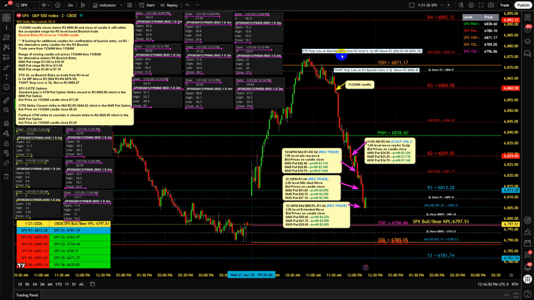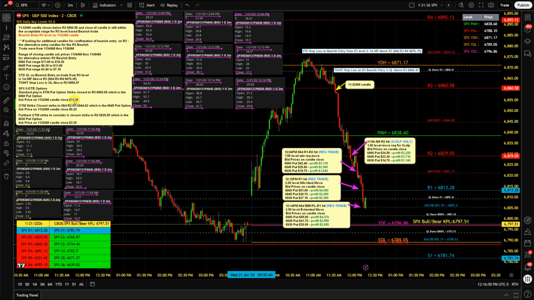Now keep in mind that no matter which strike you're doing on the trade, your stop losses are going to be the same on the entries as your level-based stop losses. So obviously here on the furthest side of the money, you have $3.30 per contract. With options, if you're not familiar with how that works, $3.30 multiplied by 100 is your cost of one put option, $330.